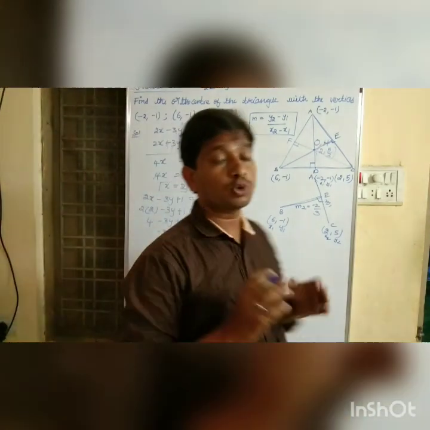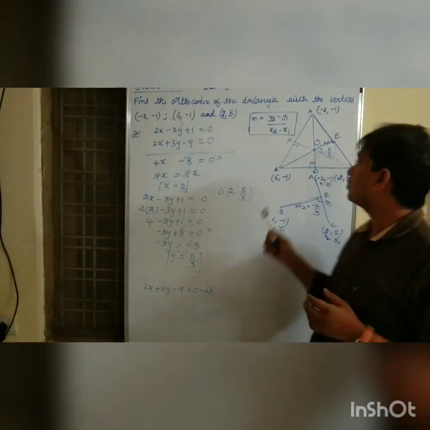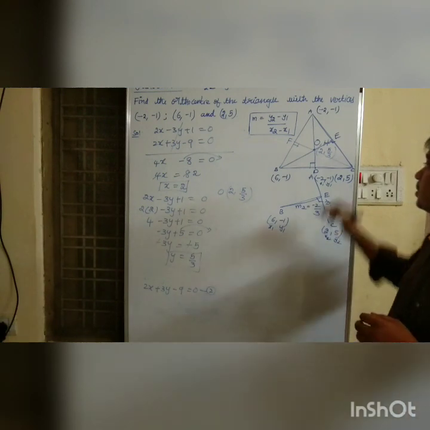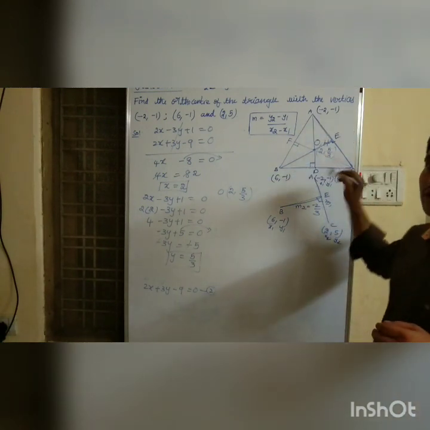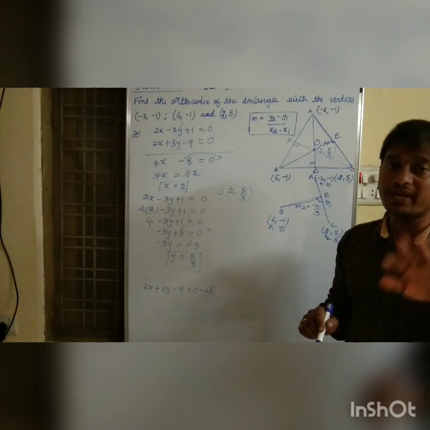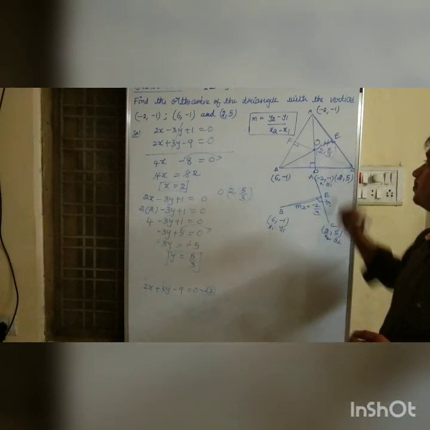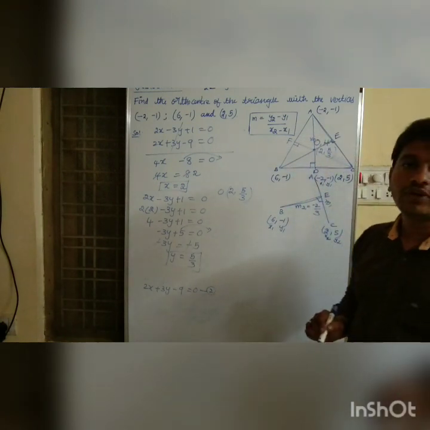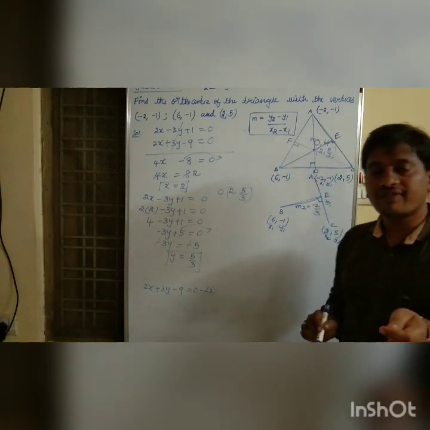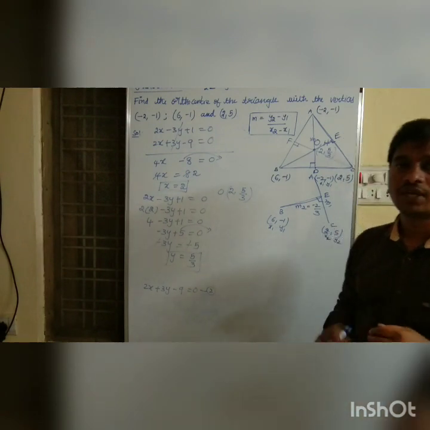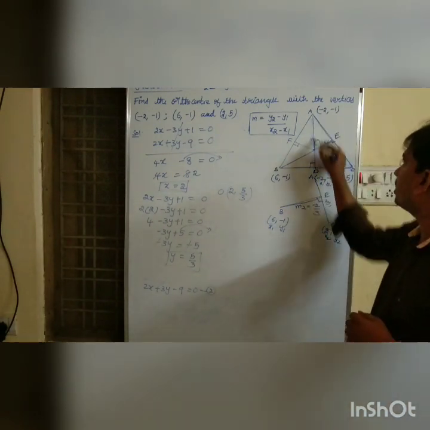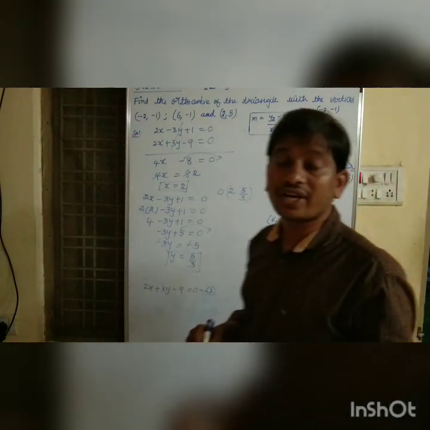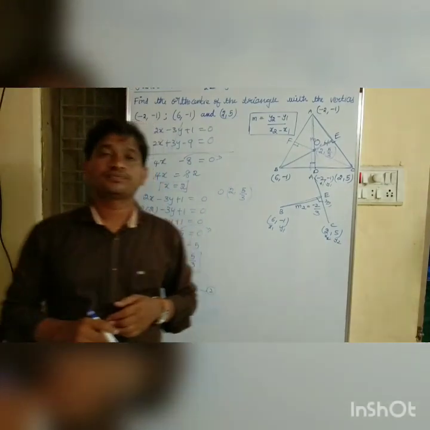Students, did you understand the procedure? First we have to find the BC slope, that is called m1. AD is perpendicular to BC, so the product of their slopes will be minus 1, and you will get m2. Then we have to find the equation of AD using the formula y minus y1 equal to m into x minus x1. Like that we find the equation of AD as well as BE. The concurrence of AD and BE is called the orthocenter of a triangle.